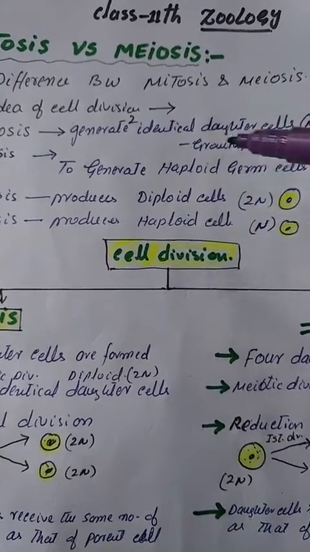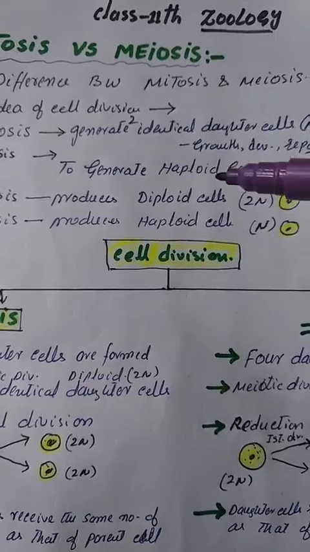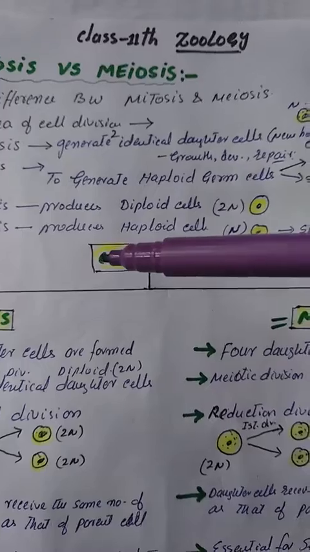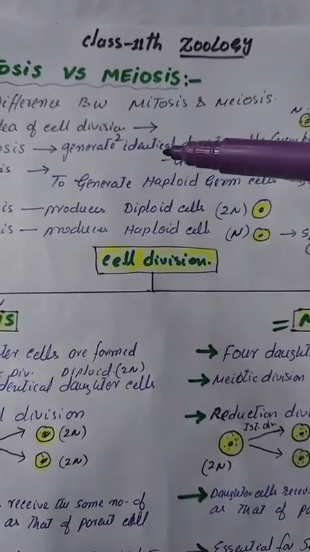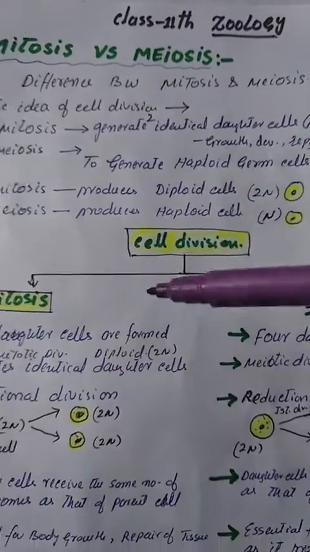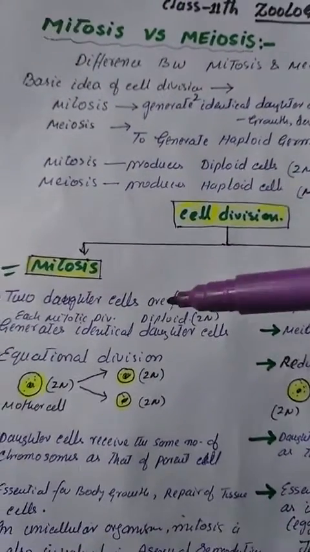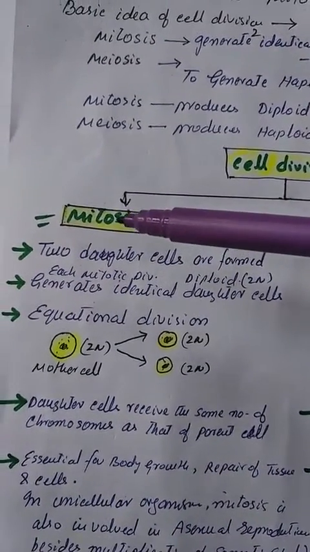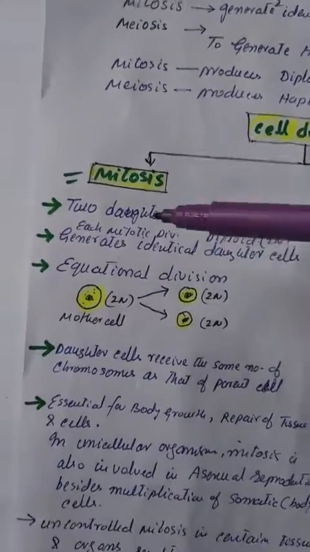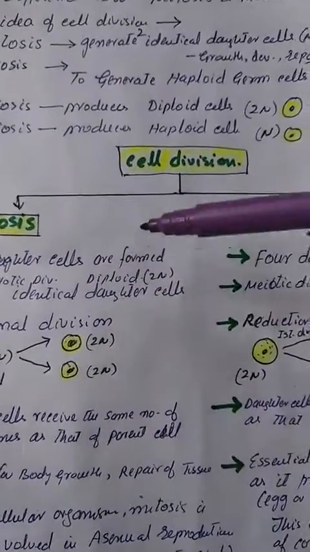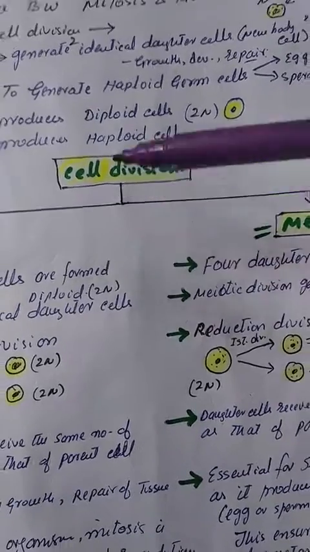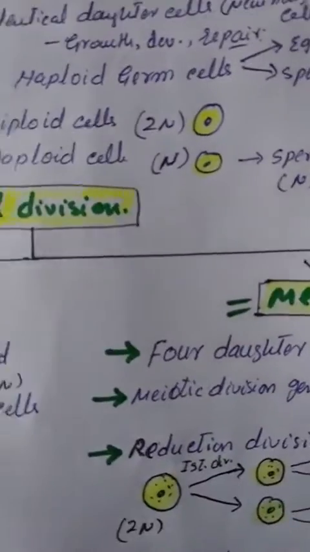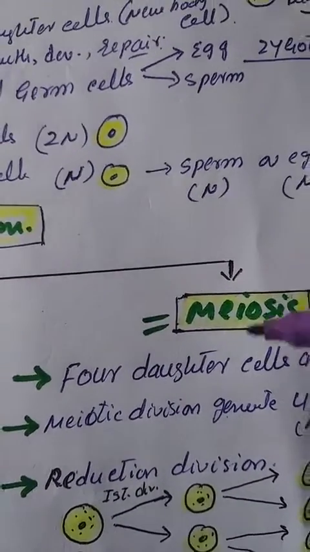After understanding all these basic things, now we will look at the differences between the two types of cell divisions. Although there are many differences, here we will discuss some of the major ones. First of all, in mitosis two daughter cells are formed in each mitotic division, and in meiosis four daughter cells are produced from a single mother cell.